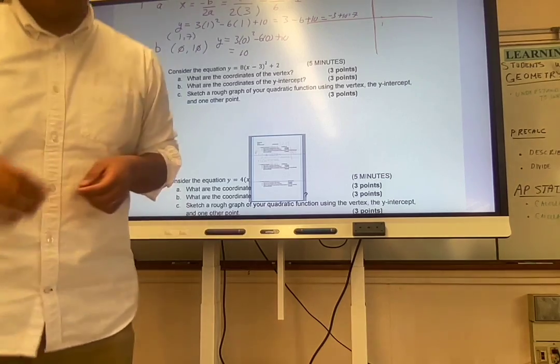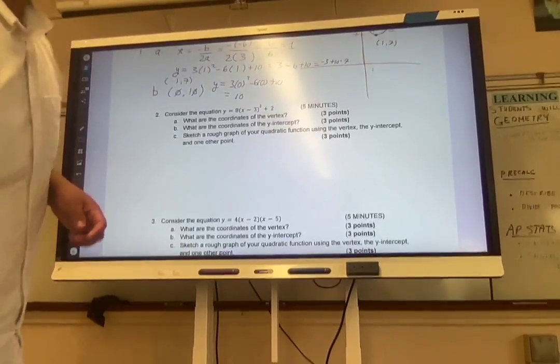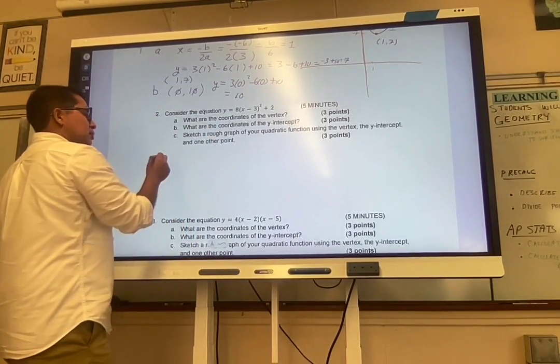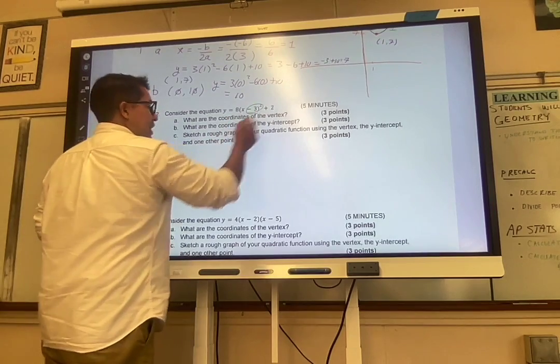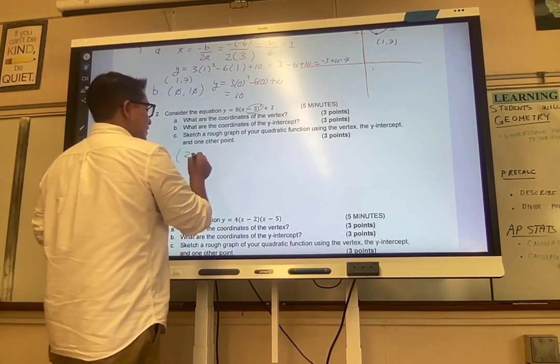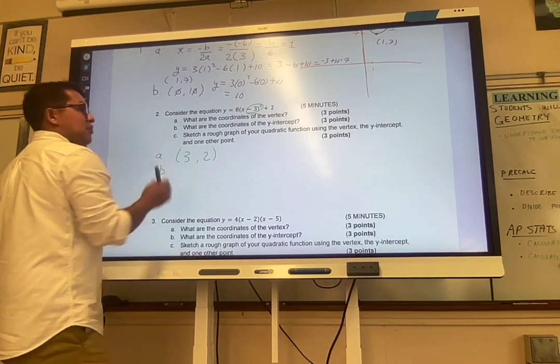All right, for part B, we ask ourselves, okay, what is the coordinates of the vertex now? In problem 2a, we simply switch that number to positive 3, and then we keep the 2 as positive 2. Okay, easy as that. Actually, it should save you less time.